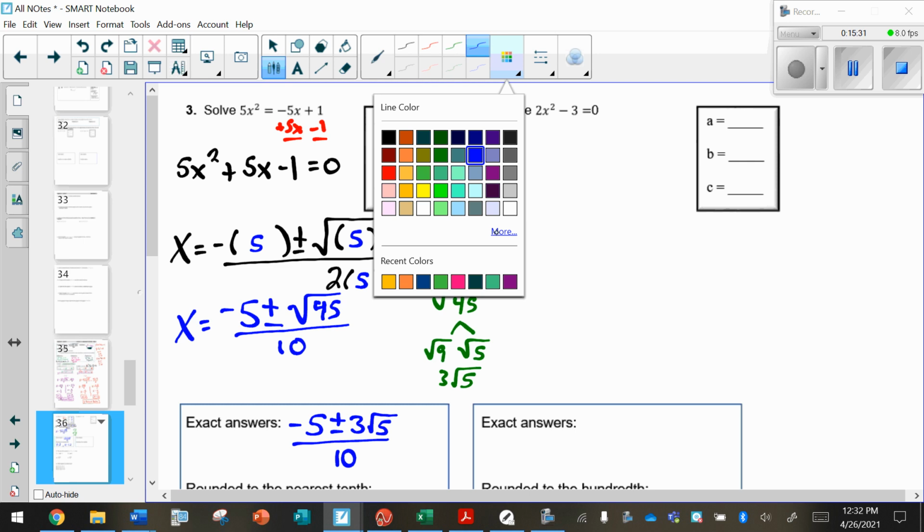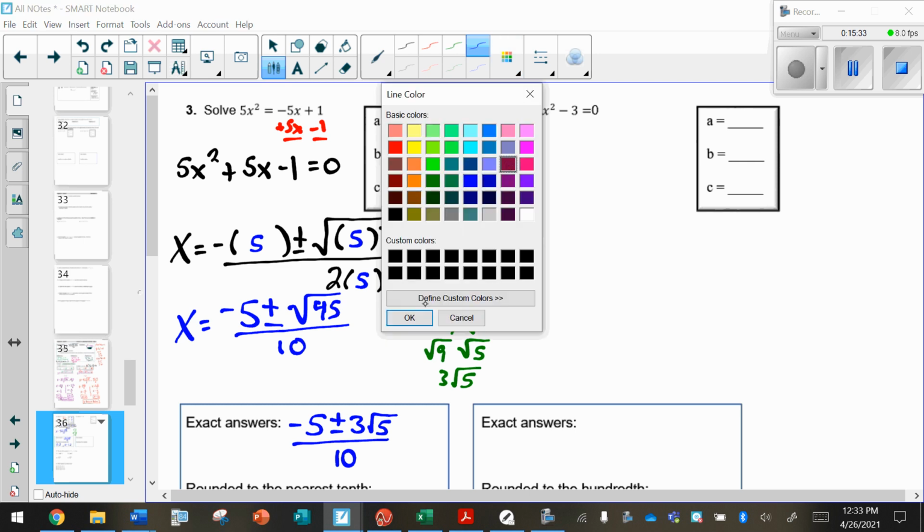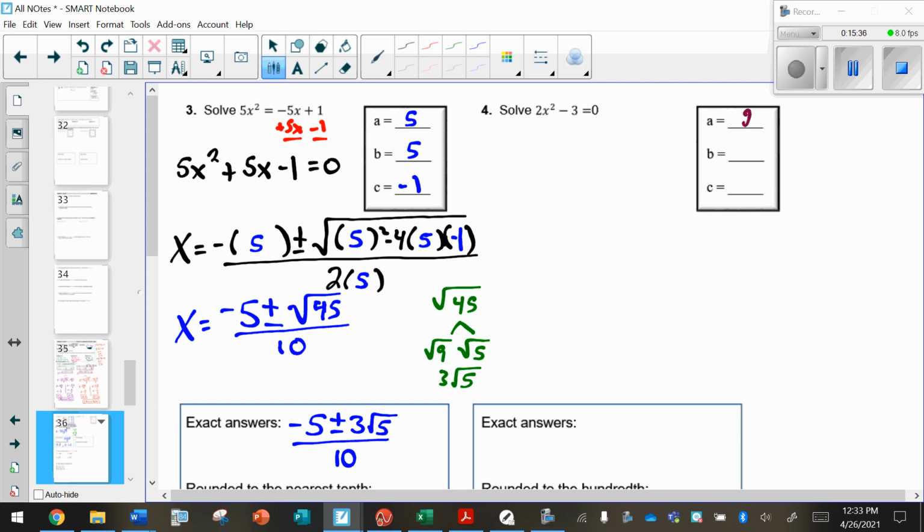2x squared minus 3. Notice something about this. The a value is 2, the b value is 0, but c is negative 3 because the subtraction sign is telling us it's negative. So let's plug these numbers into our formula. x equals negative b plus or minus square root b squared minus 4ac divided by 2a. So our a value is 2. The b value is 0. The c value is negative 3.